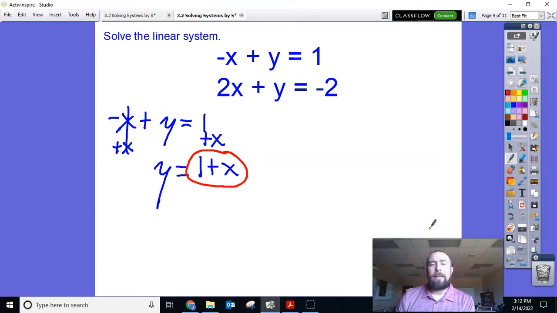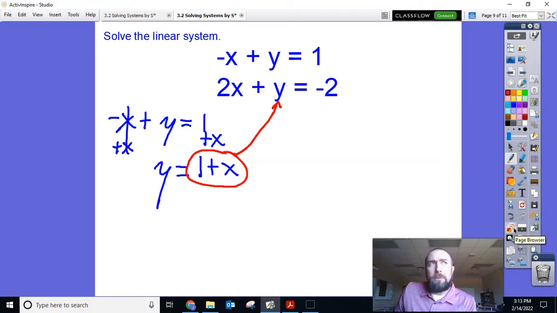Now, what it also means is if we take that and we want to know where the other equation also equals that, what we can do is we substitute this in to the y in the other equation. So let's step back for just a second. Let's talk about the word substitution.